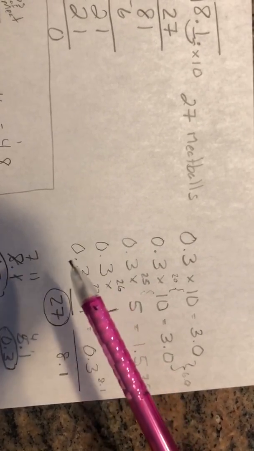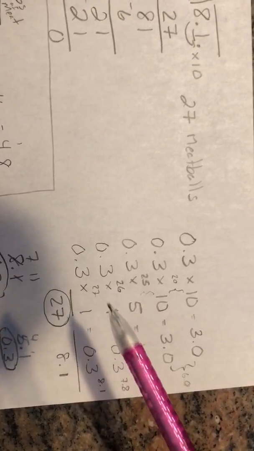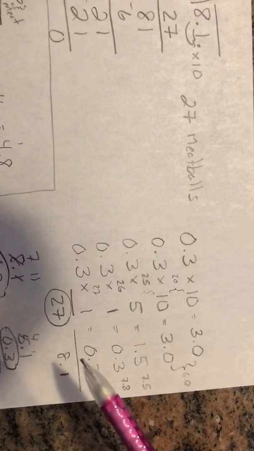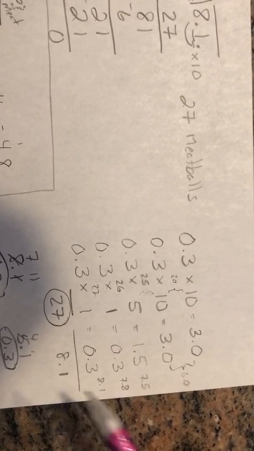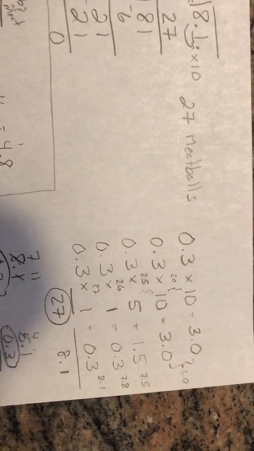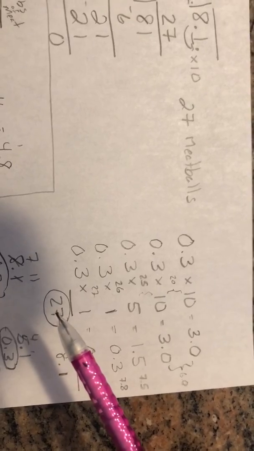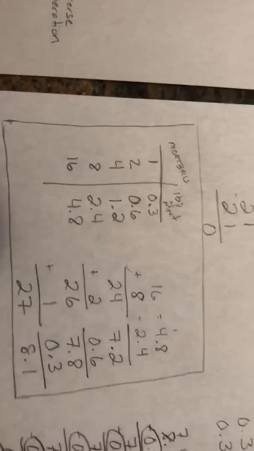And then I know I can make one more meatball by doing 0.3 times 1. So that's my 27 meatballs. And now here's the key. I've gotten up to the 8.1 pounds of beef that she had, by adding 7.8 plus the 0.3 gets me my 8.1. So 27 meatballs.